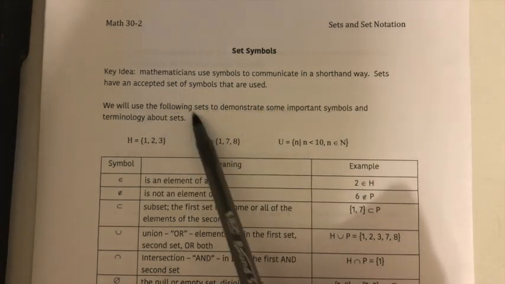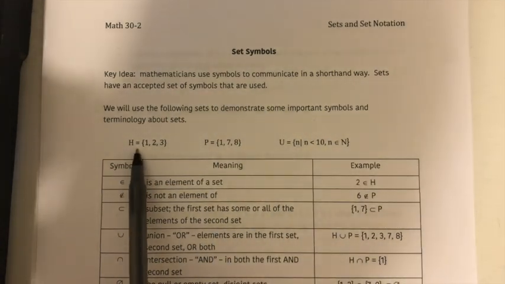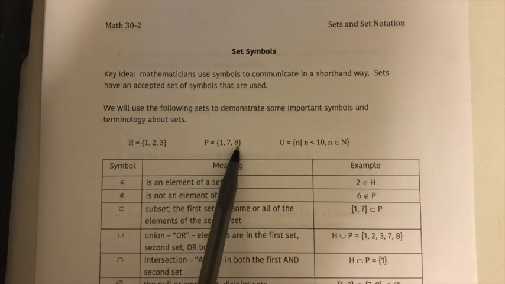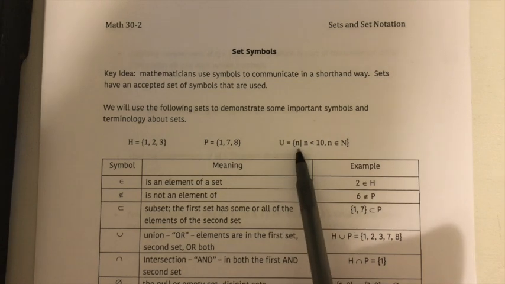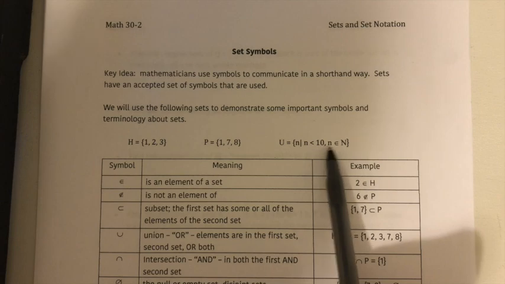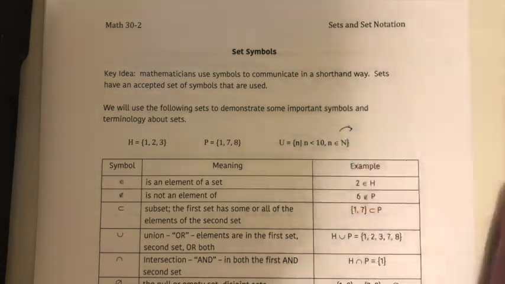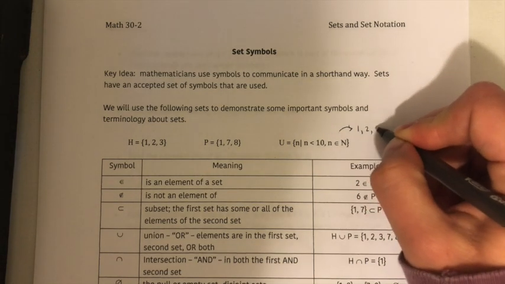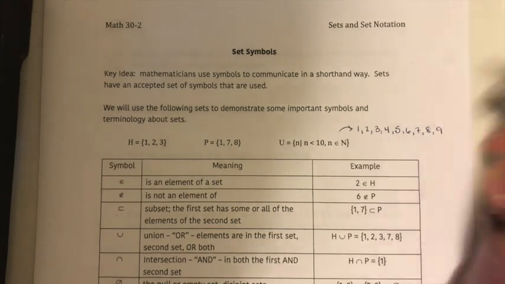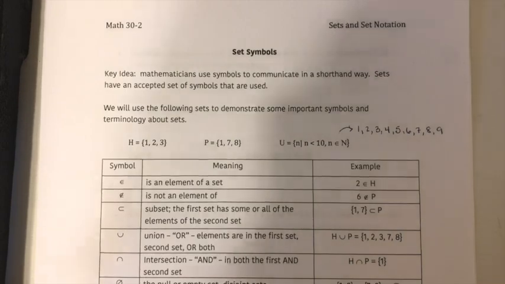Okay, so we're going to use the following sets to demonstrate some important symbols and terminology. You've got the set H, which is the numbers 1, 2, and 3, the set P, which is the numbers 1, 7, and 8, and then the universal set, which is n, such that n is less than 10 and n is a natural number. Natural numbers start at 1, so we'd have 1, 2, 3, 4, 5, 6, 7, 8, and 9. That's what the universal set is composed of.